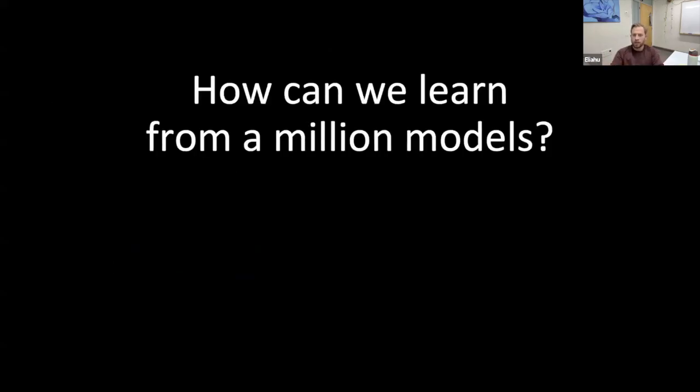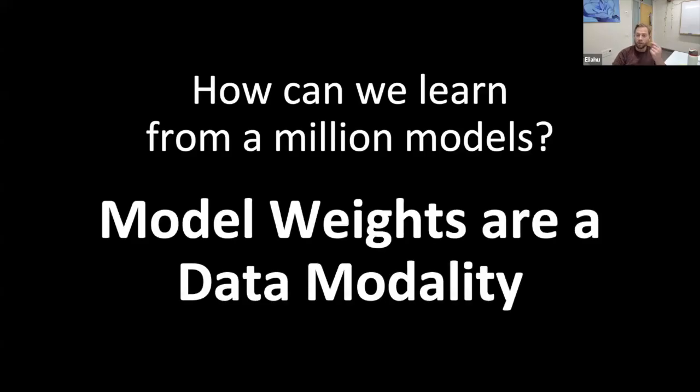But then comes the question: how can we actually learn from a million models? I showed you what we can do with a million models, ideally, potentially, in theory, but how can we actually learn? And the answer is that models themselves, or their weights, are a data modality. So we can treat the models themselves as data points. Each model is a data point, and then do things similar to how we do things with images and text, but just with models themselves now.